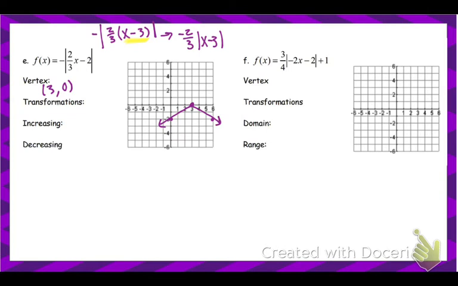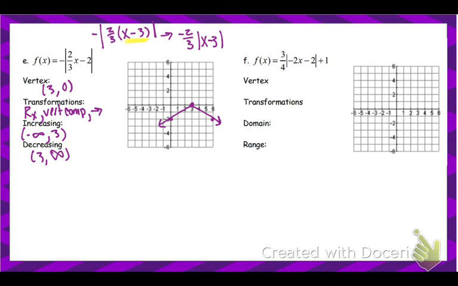Transformations, again, depending on at what point you write them, I'll go ahead and write them from the original. Reflection over the x, vertical compression, and we've shifted to the right. 2 or 3 depends on the order in which you apply those transformations. So I'll just say we shifted right. All right, this graph is increasing from negative infinity to 3, and it's decreasing from 3 to infinity. Again, some more vocab review from that first day.